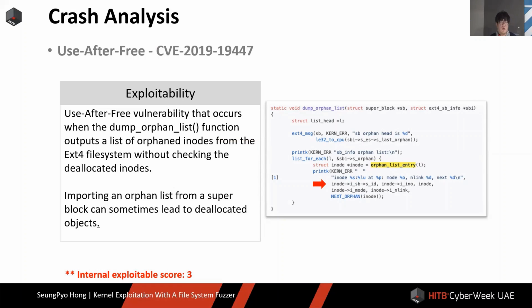First, if the inode is still being used as a dangling pointer, it can be used by overwriting another value in the memory referenced by the inode. And secondly, if the free inode is used incorrectly only in the open list, only a memory leak is possible. So we gave it 3 points internally.